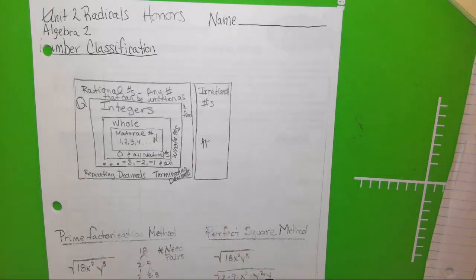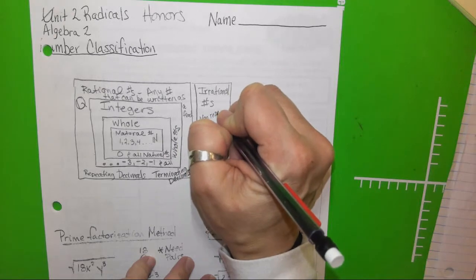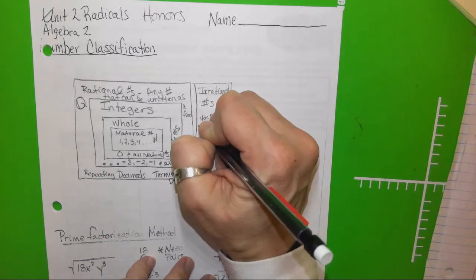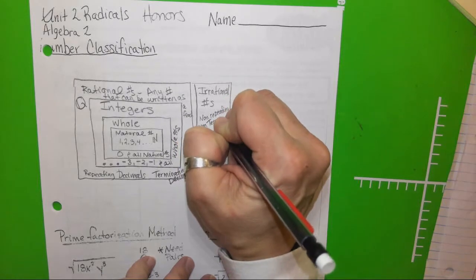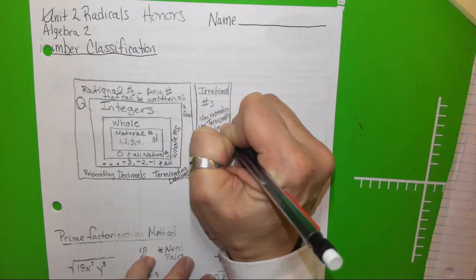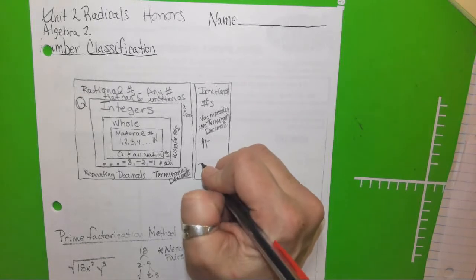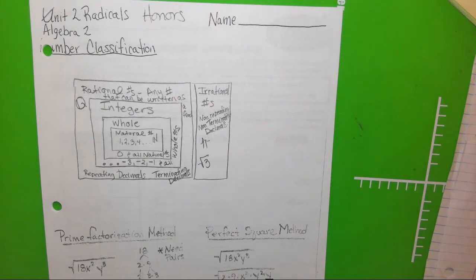So then what would irrational numbers be? Why did we say pi? It doesn't repeat and it doesn't end. So non-repeating, non-terminating decimals. What else other than pi? Square root of 3. Like it. What else? What about the square root of 4? Why not?